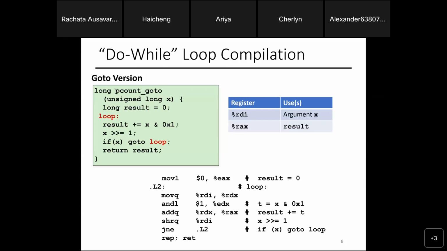Okay. How do I implement assembly from this? The first thing I do is what? What's the first line here? Result equals 0, right? So I just put 0 into AX. This is like result equals 0. That's the input. The function name is pcount goto, and I don't have the whole line, so that goes to the next line. So that's the input x, variable name x, unsigned long.